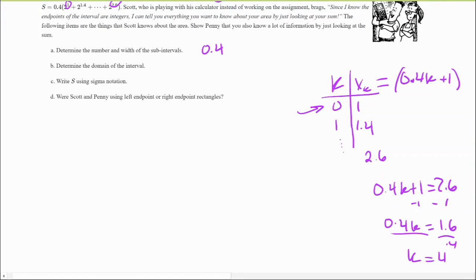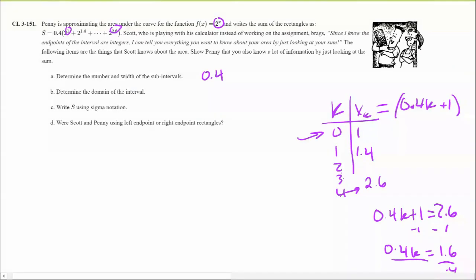So basically, I'm starting at 0, and 4 gives me 2.6. So what that means is that there's 1, 2, 3, 4, actually 5 numbers here that I'm dealing with. So I'm going from 0 to 4. And then my interval, again, is 1 to 2.6, because those are all my x values. So now I should have enough information to give me sigma notation, because I'm starting at 0 and ending at 4. So 0 and 4.